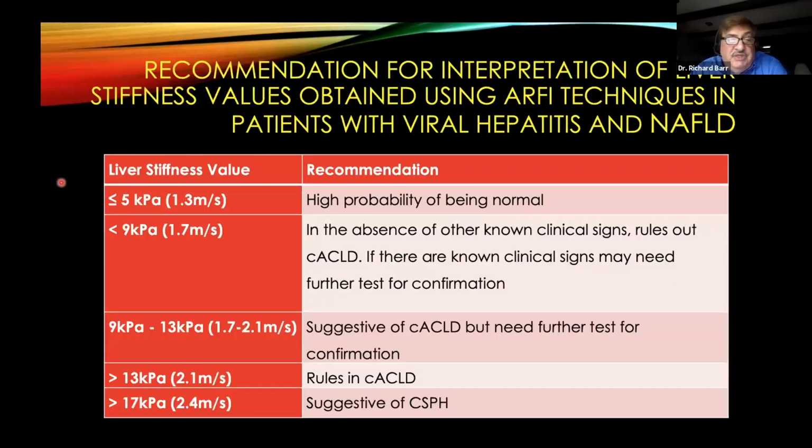These are our recommendations: equal to or less than 5 kPa, which is 1.3 meters per second, high probability of being normal. Less than 9 kPa or 1.7 meters per second, in the absence of other known clinical signs, rules out compensated advanced chronic liver disease. If there are known clinical signs, may need further tests for confirmation. Between 9 and 13 kilopascals, suggestive of compensated advanced chronic liver disease, but need further tests for confirmation. Greater than 13 kilopascals rules in compensated advanced chronic liver disease. Greater than 17 kilopascals is suggestive of clinically significant portal hypertension.